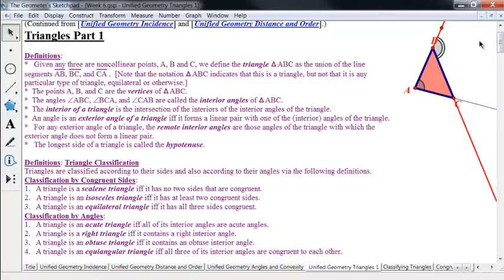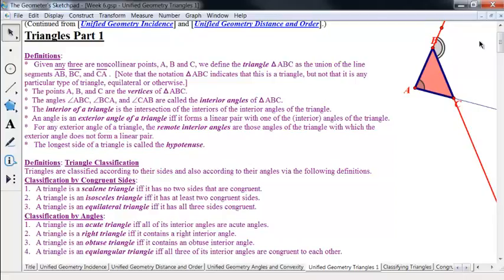So given any three non-collinear points A, B, and C, we define triangle ABC as the union of the line segments AB, BC, and CA. So notice that is the definition of a triangle. In that definition, the points A, B, and C are called the vertices of the triangle ABC, or one of them is called a vertex of that triangle. The angles ABC, BCA, and CBA, which actually are made up of rays, are the interior angles.